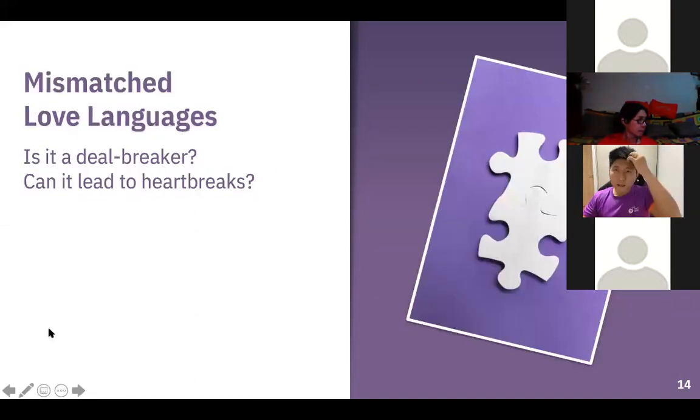Cool. The next thing that we need to talk about is mismatch. What if today I learn this love language and then it doesn't match with my partner? So for example, my love language is, let's say, receiving gifts, right? And my partner's love language is quality time. So does it mean that because we have two different love languages, we cannot be together anymore? Right? So let me just share with you, it is not a deal breaker at this point in time.